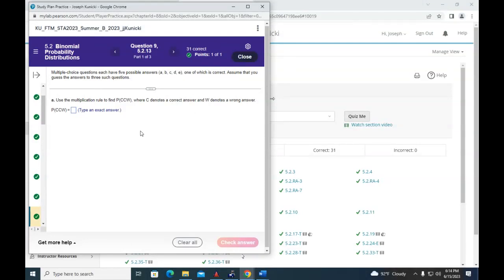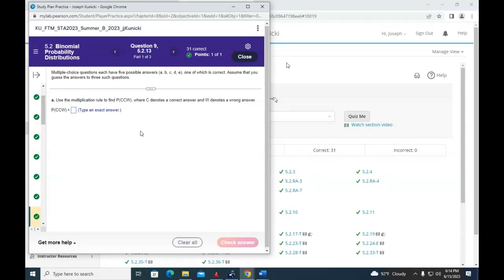So getting it correct, what's the probability that I got it correct? 1 out of 5. Times 1 out of 5. And the probability I got it wrong? 4 out of 5, because they have to add up to 1. So I have 1 times 1 times 4 divided by 5 cubed, so it's 4 over 125.